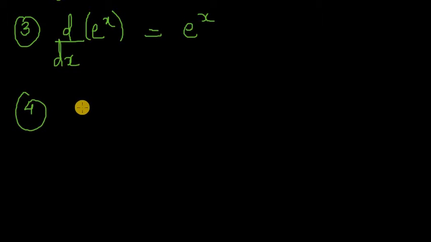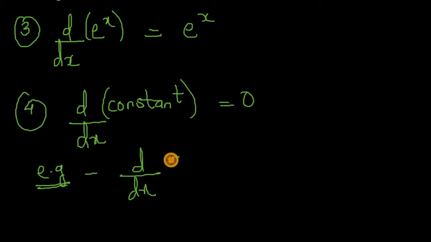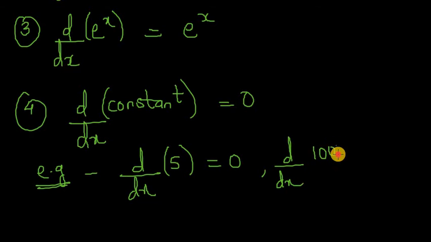Fourth one, derivative of any constant is 0. For example, if I have to take a derivative of number 5, which is a constant, it will be 0. If we take derivative of number 1000, it will be 0. So derivative of any constant is 0.